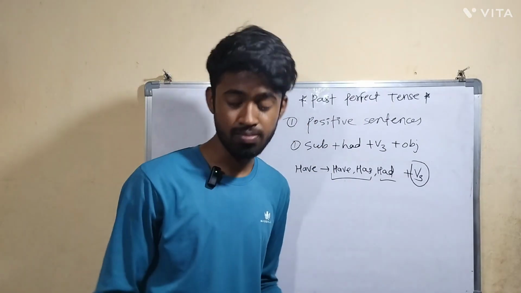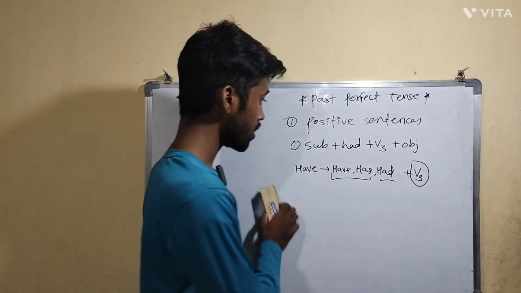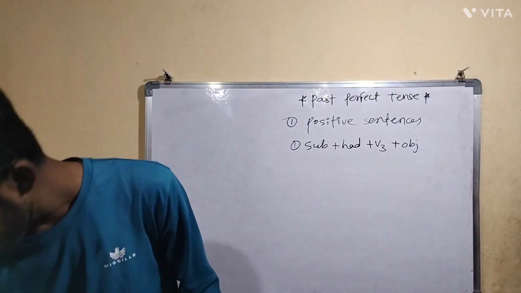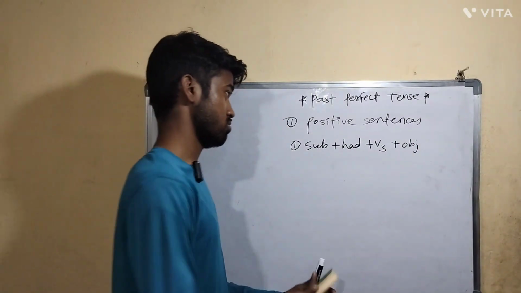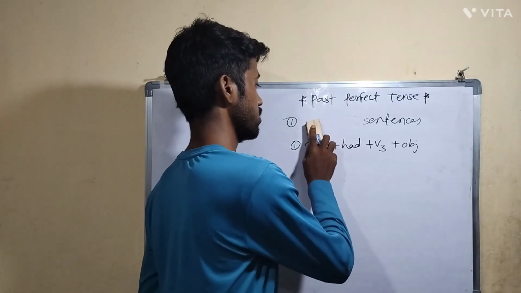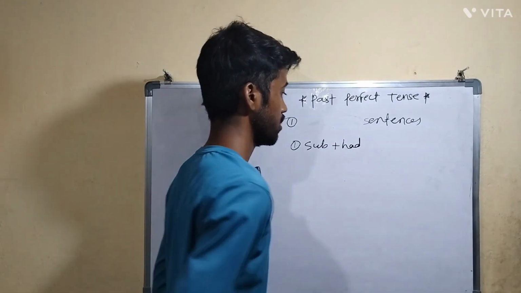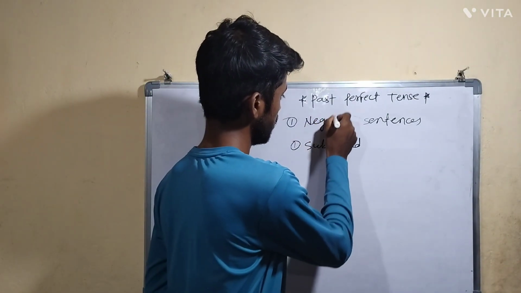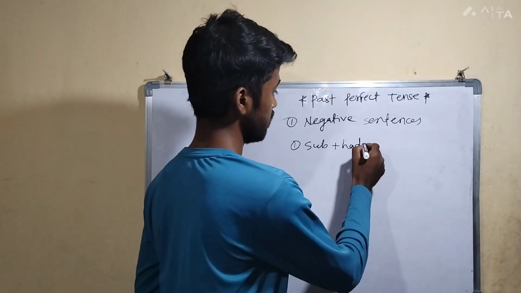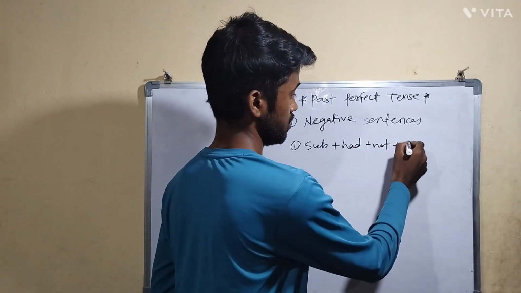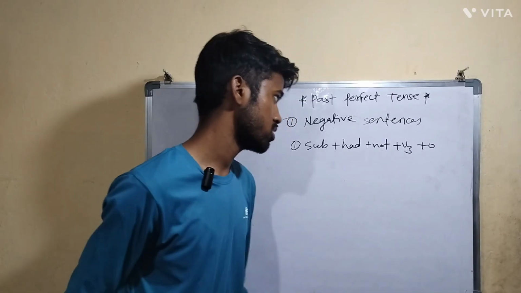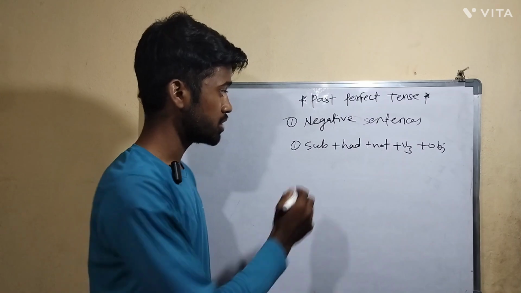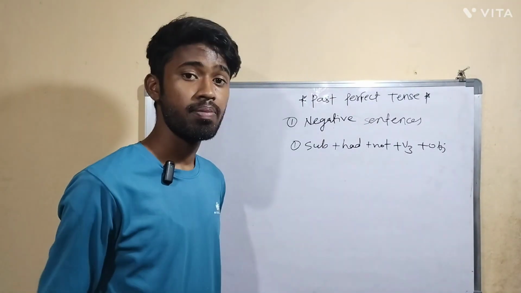Now let's move to the negative sentences. Negative is very easy here. You just need to add not. Here, instead of positive, I will write negative. Negative sentences: subject plus had plus not plus, obviously, third form of verb plus object. This is the structure.